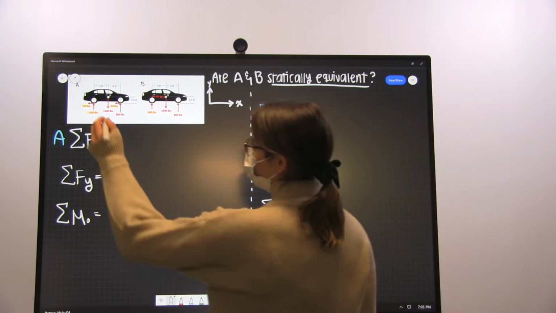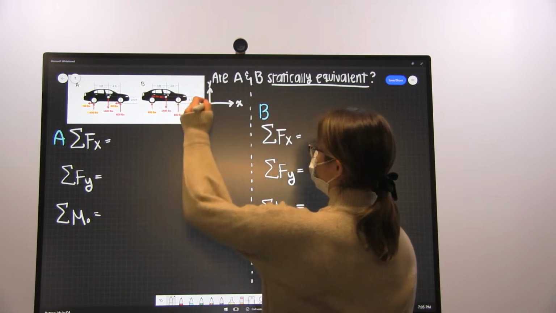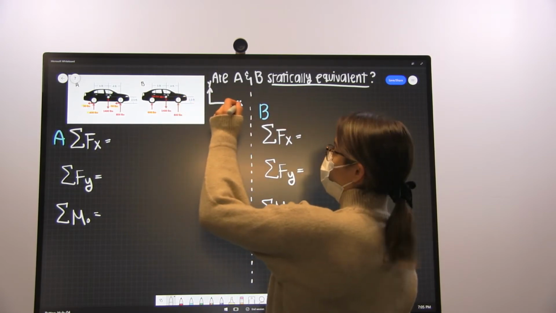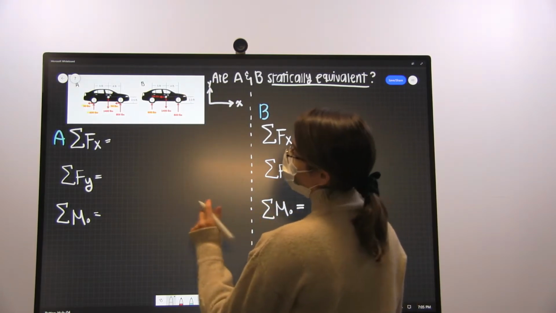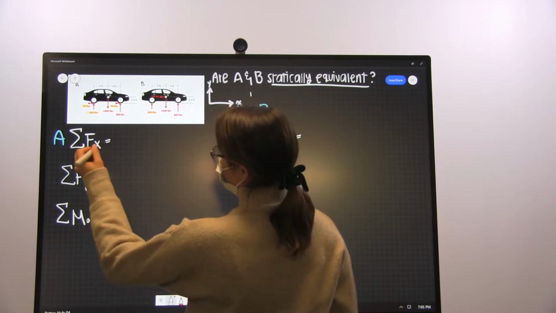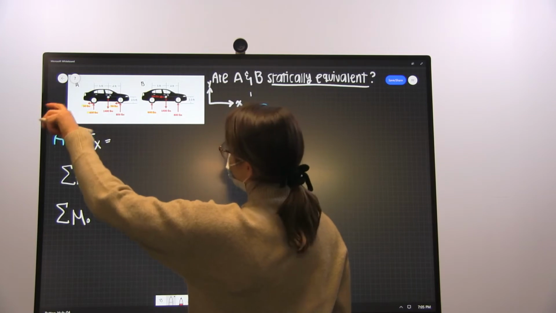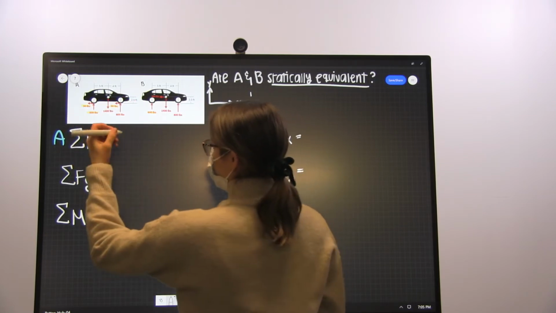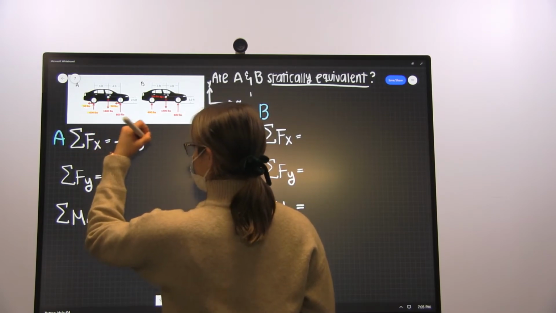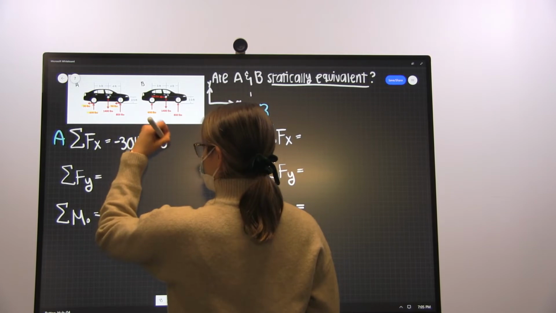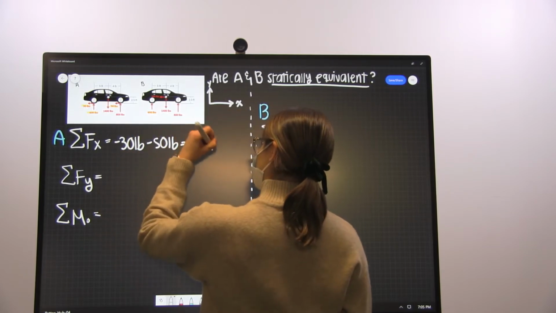So if we start off with car A, we do the sum of our forces in our x direction, and we define x to be positive towards the right, and y to be positive upwards. Then our sum of forces in the x is going to be, we have a negative 30 and a negative 50 pound force. So we have negative 30 minus 50. That's equal to negative 80 pounds.